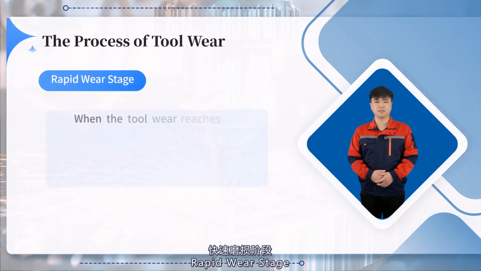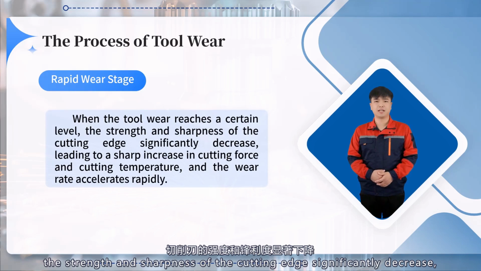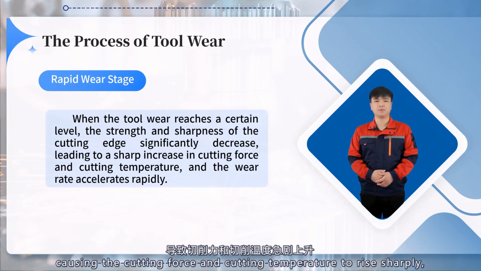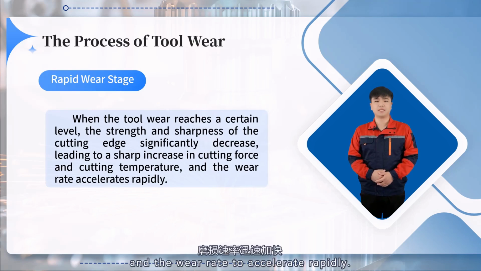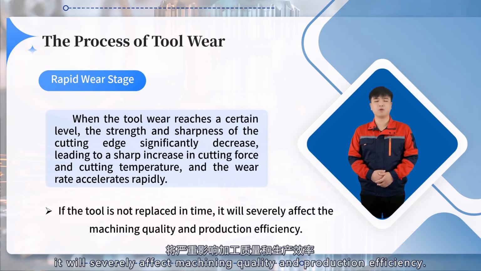Rapid wear stage. Once the tool wear reaches a certain level, the strength and sharpness of the cutting edge significantly decrease, causing the cutting force and cutting temperature to rise sharply, and the wear rate to accelerate rapidly. If the tool is not replaced in time, it will severely affect machining quality and production efficiency.